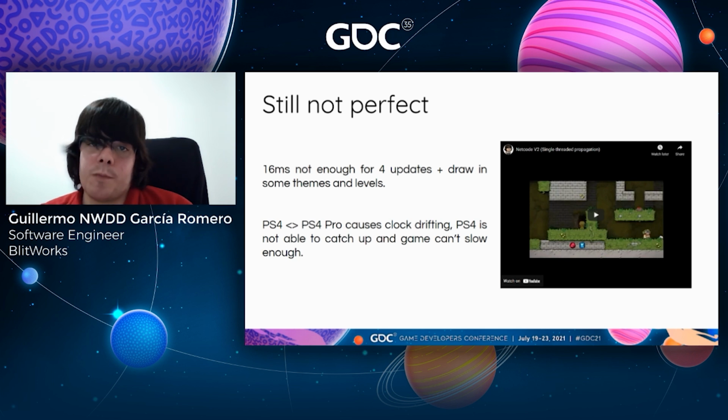Now the game worked pretty well on PS4 against PS4, but because some frames didn't make it under the 16 millisecond barrier, in some situations, such as when one player was using a PS4 and the other was using a PS4 Pro, the performance would diverge too much. We have a system that allows us to accelerate or slow down frames, but it has some limits in order to make the game feel good. So in these situations, the game was not able to catch up.